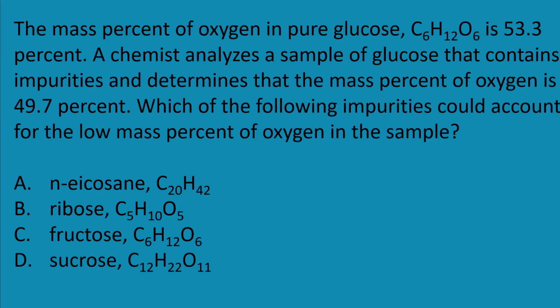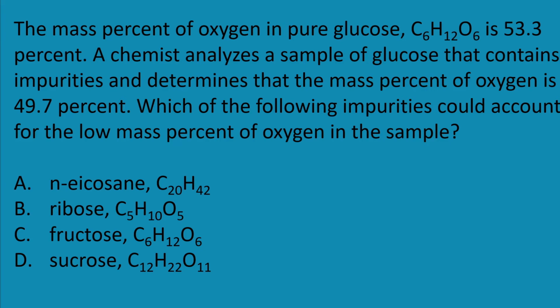Let's take a look at one that's a little bit different. The mass percent of oxygen in pure glucose is 53.3%. So a chemist analyzes a sample of glucose that contains impurities and determines that the mass percent of oxygen is 49.7%. Which of the following impurities could account for the low mass percent of oxygen in the sample?